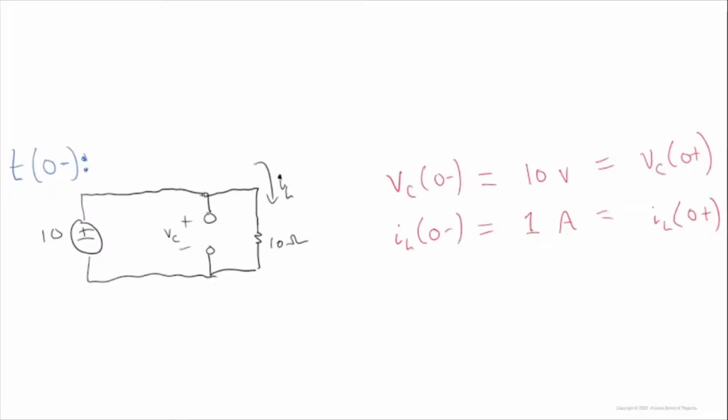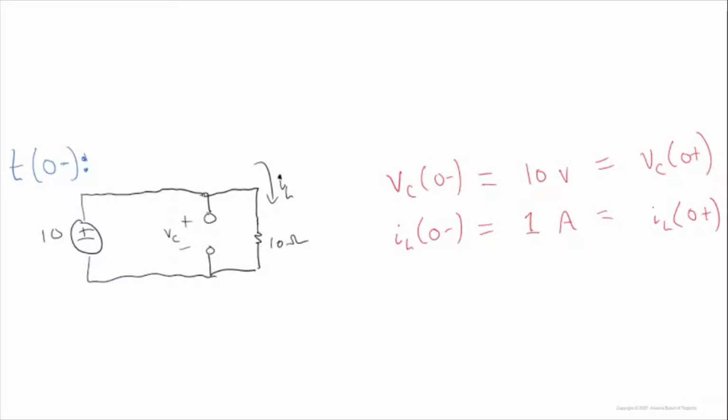First, we will draw the circuit right before the switch is flipped and find the voltage across the capacitor and the current through the inductor. We find these values because we know that immediately after the switch is flipped, the capacitor voltage will be the same as it was before the switch was flipped, and likewise for the inductor current.